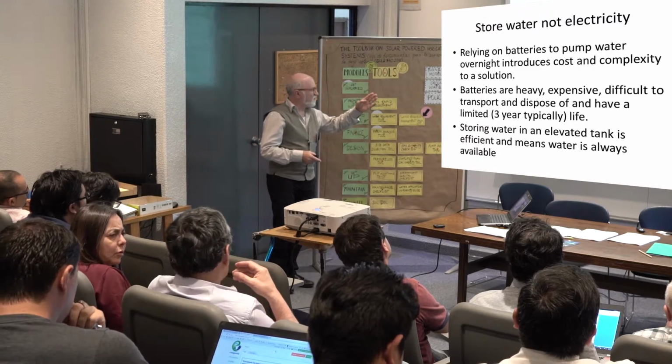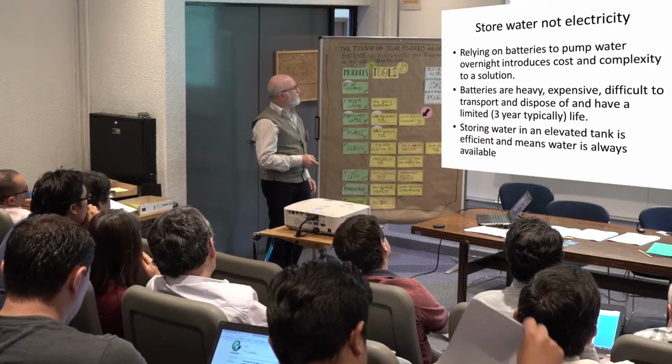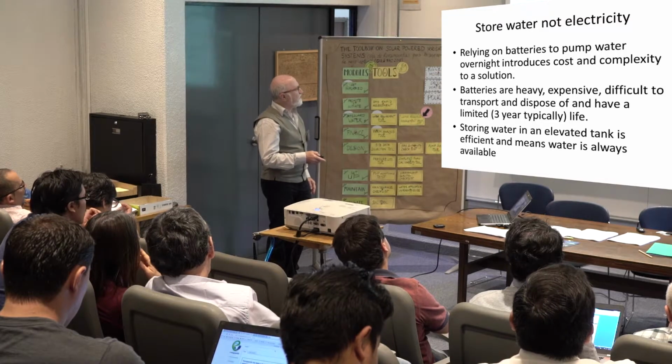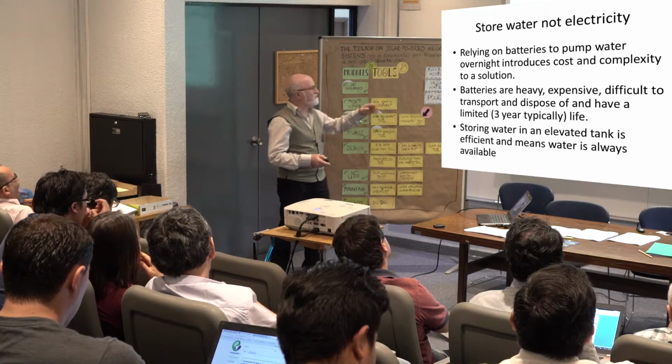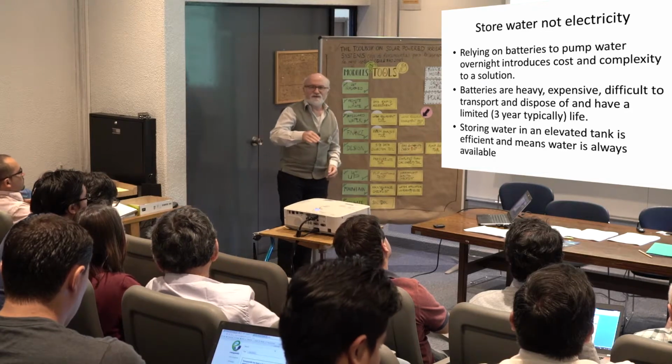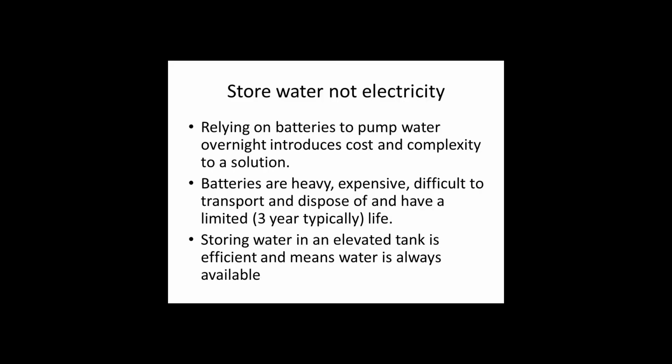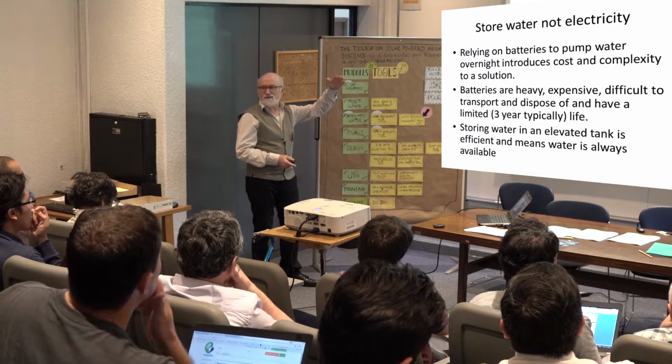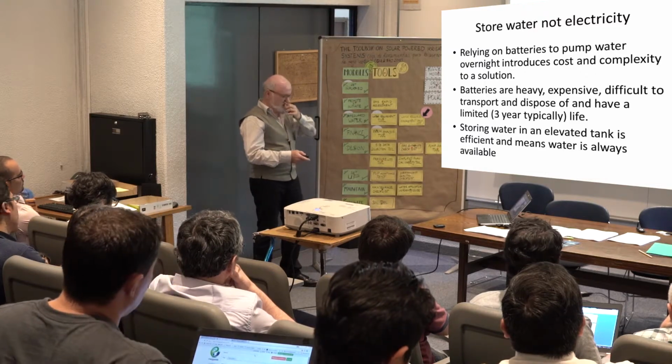So storing water in an elevated tank is the efficient means of storage. And if you have an elevated landscape, you don't even need to raise your tank, but you can put your tank higher up. We have seen it at the first place where we were. He put his tank higher up, and then you can irrigate easily.